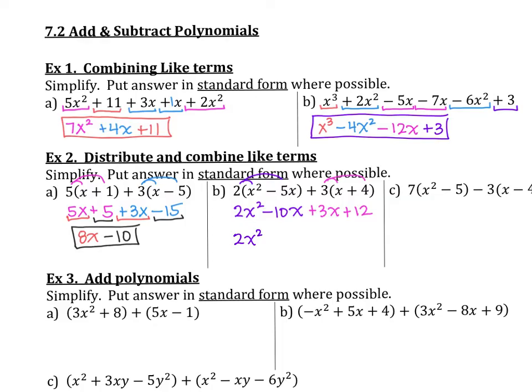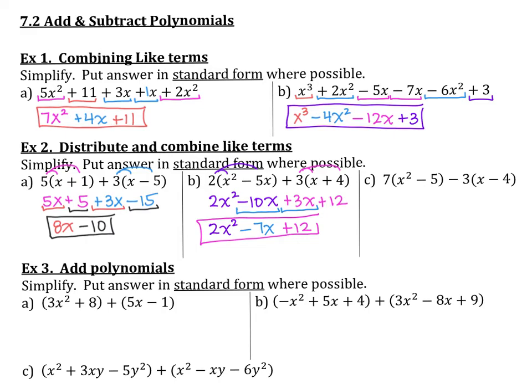Let me see if there's x's. There's a minus 10x plus 3x. Minus 10 plus 3 is going to be a negative because the negative is bigger, and then when I subtract, I get 7x's. And then the plus 12 at the end comes down. This is standard form because the highest exponent is 2, 1, nothing.